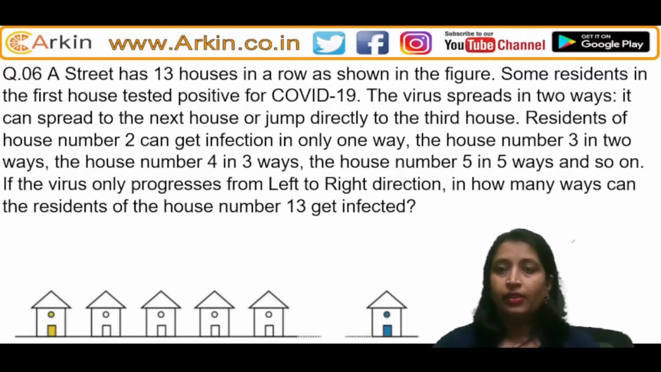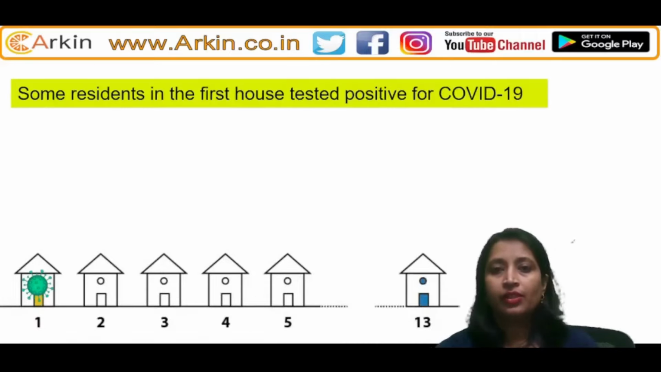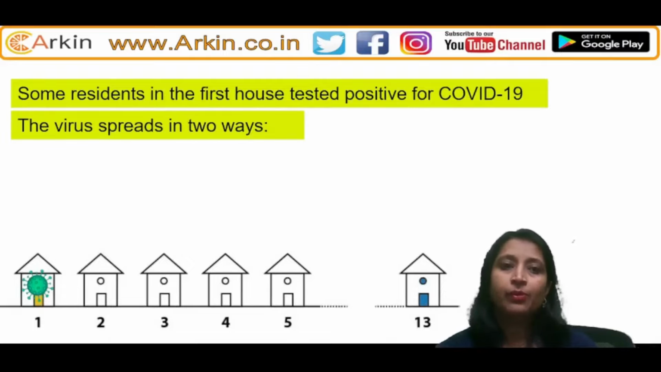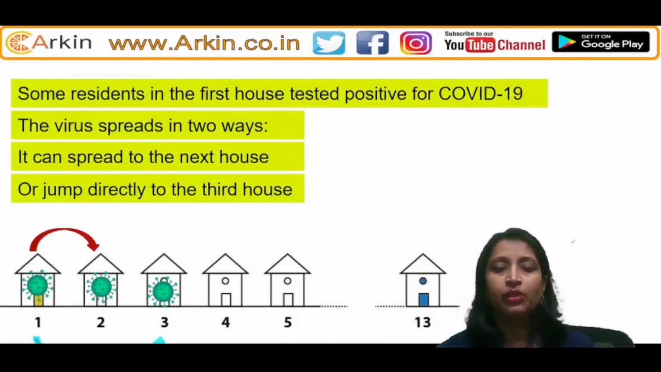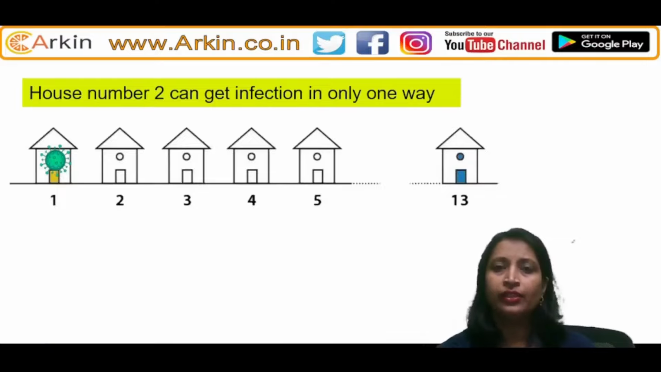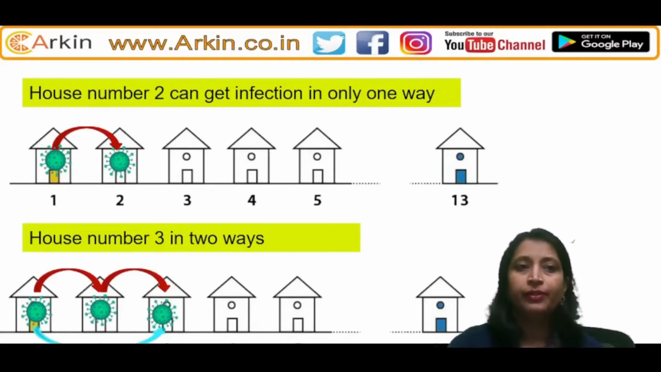So let's start. First, let's jot down all the information which is given here. It is given that there are a certain number of houses and some residents are positive for COVID in the first house. But the virus can spread in two ways. It can spread to the next house or it can directly jump to the third house. So in this way, house number 2 can get infection in only one way, and house number 3 in two ways. How? From 1 to 2, 2 to 3, and directly from 1. So these are the two ways in which house number 3 will get infected.